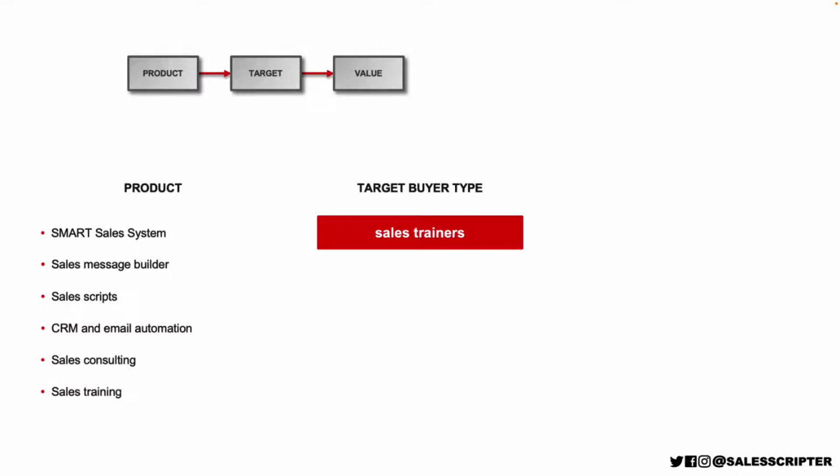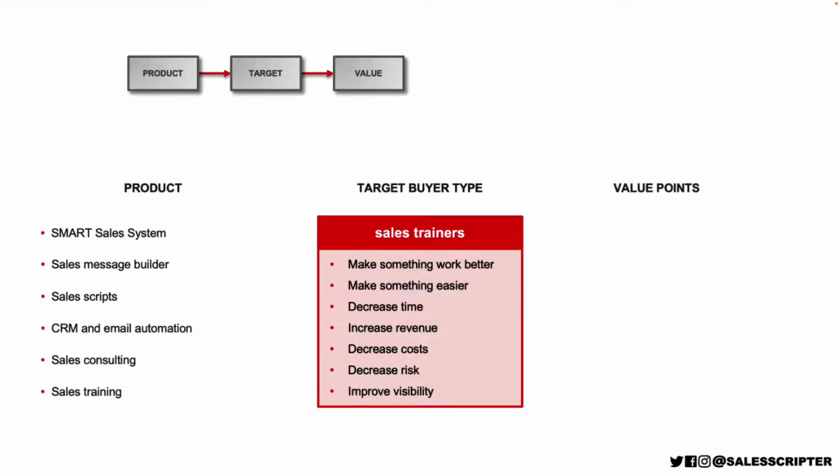Now, this can often be difficult to stop and think about, how can I help the person that I'm trying to sell to? And here's the trick. Most products and services will help the people that you're selling to in these key ways. Either you can help to make something work better, make something easier, decrease time, increase revenue, decrease cost, decrease risk, improve visibility. So what we can do is, with this list of ways that most products and services help, we can look at these and also look at the features of what we sell and think about, well, do we help in any of these areas?